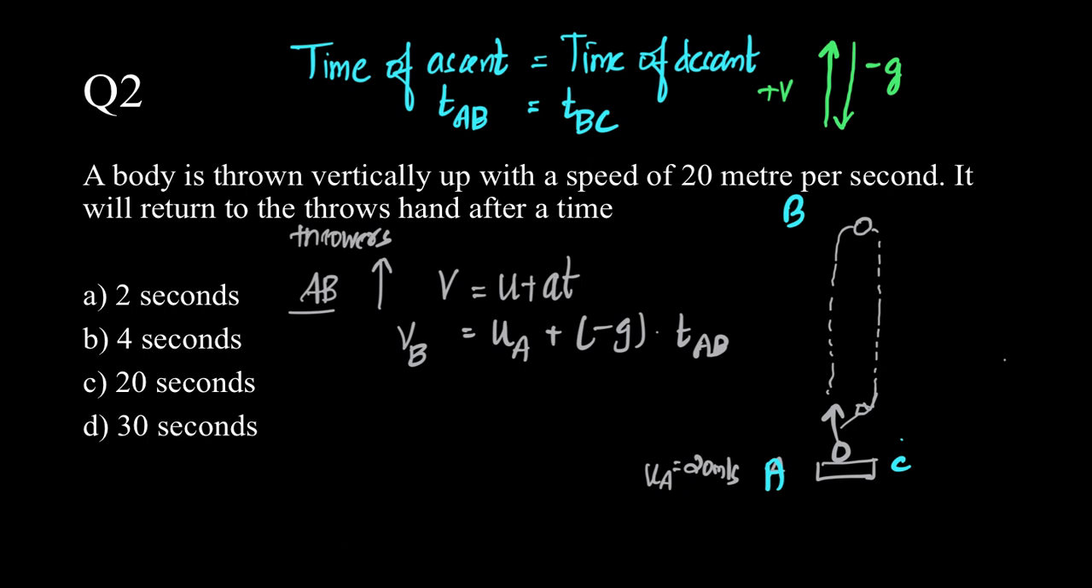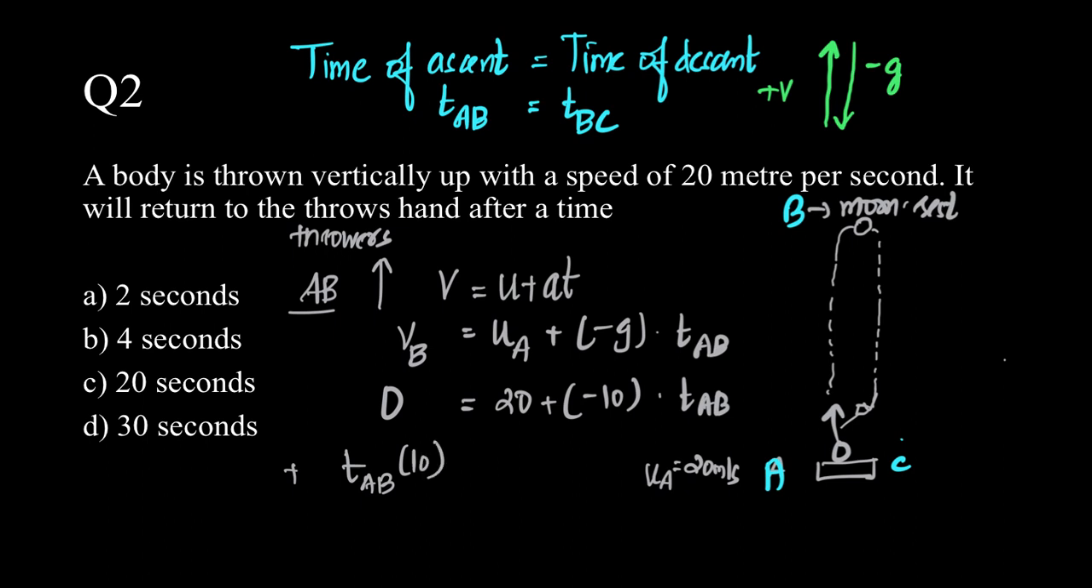Okay, so we know that at point B it is momentarily at rest, so VB is going to be equal to 0. UA is given as 20 meter per second plus minus g, let us take it as minus 10, into TAB. Now, if you transpose minus 10 to the LHS, what do you get? Plus time taken for AB into 10 is equal to 20. Therefore, time taken to cover AB is equal to 20 by 10, which is 2 seconds.